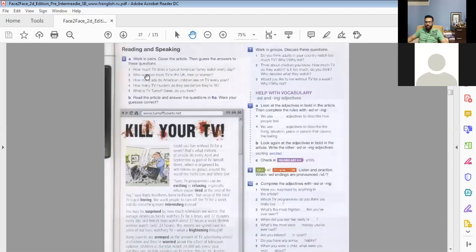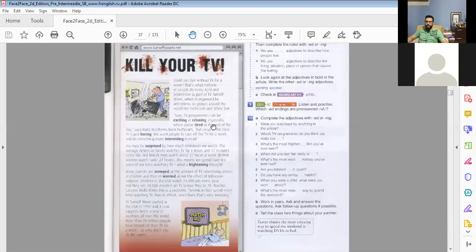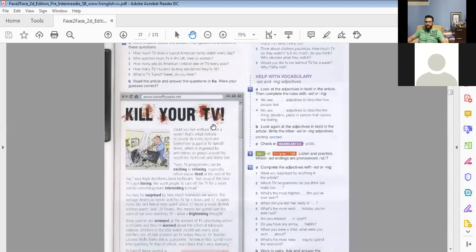So how much TV does a typical American family watch every day? 6 hours and 47 minutes every day. Correct. So that's a lot, right? Imagine that means one quarter of the day. About one quarter of the day, right? Yeah. Okay.